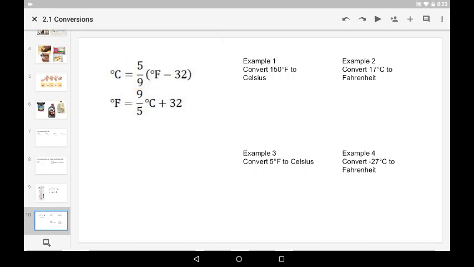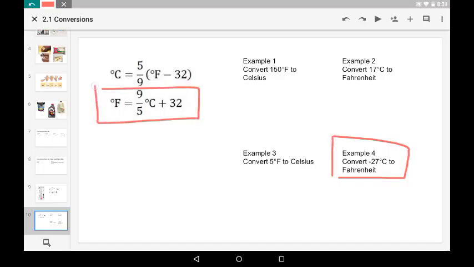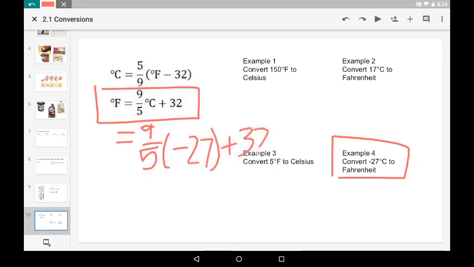And for the last example, converting a negative 27 degrees Celsius to Fahrenheit. So start with this equation, write it down, start plugging in your numbers. 9 over 5, negative 27 in brackets, plus 32. Multiply that out, negative 27 times 9 divided by 5, then add 32 as your final step, and you'll get that it equals negative 16.6 degrees Fahrenheit.